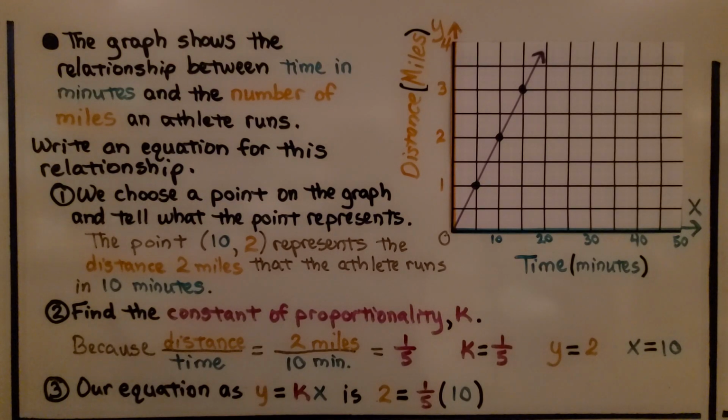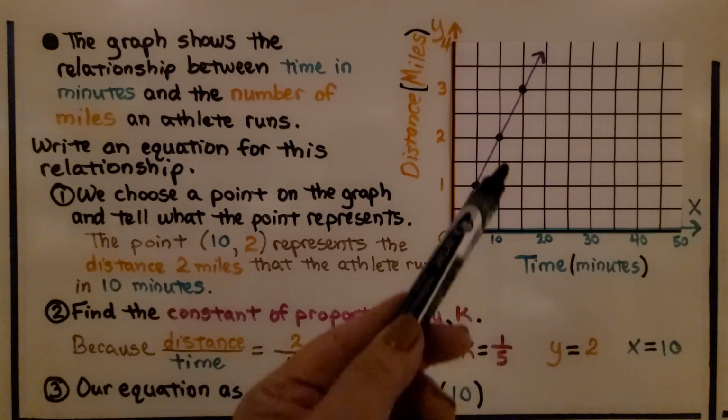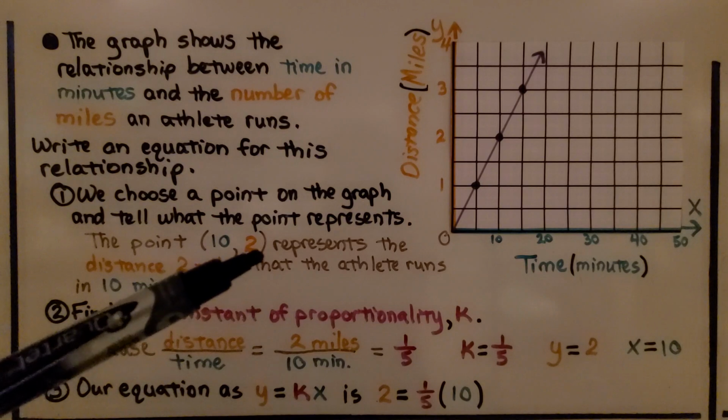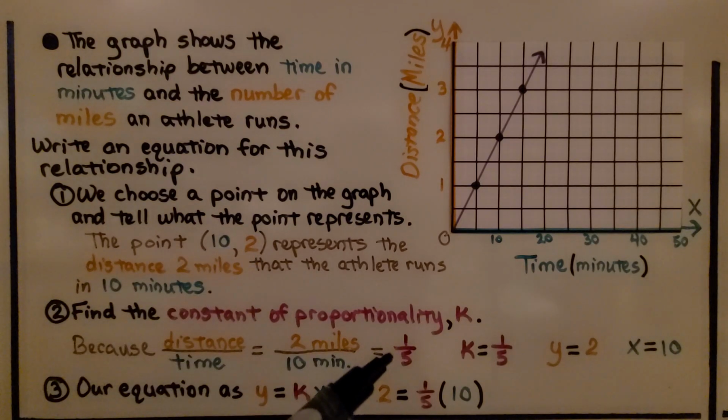We choose a point on the graph and tell what the point represents. The point for the ordered pair 10 for x and 2 for y represents the distance, 2 miles, that an athlete runs in 10 minutes. We have 10 minutes for 2 miles. Now we find the constant of proportionality, that's k. Because the distance divided by the time is equal to 2 divided by 10, k is 1/5. We have 1/5 for k, 2 for y, and 10 for x. So our equation of y is equal to k multiplied by x is 2 is equal to 1/5 multiplied by 10.